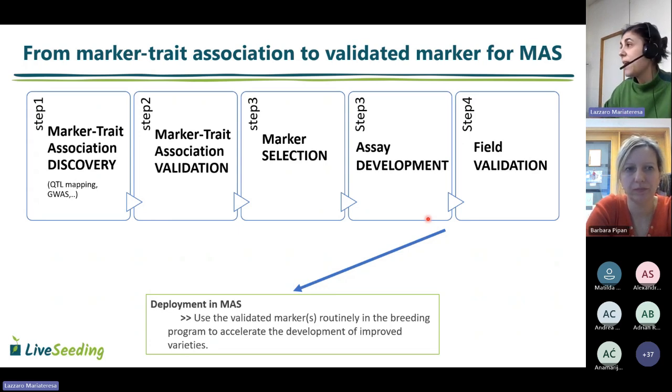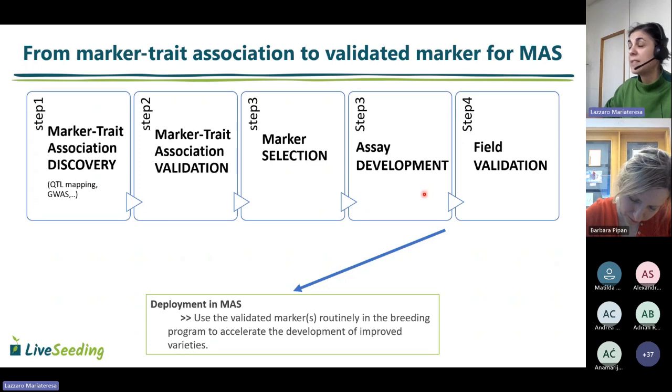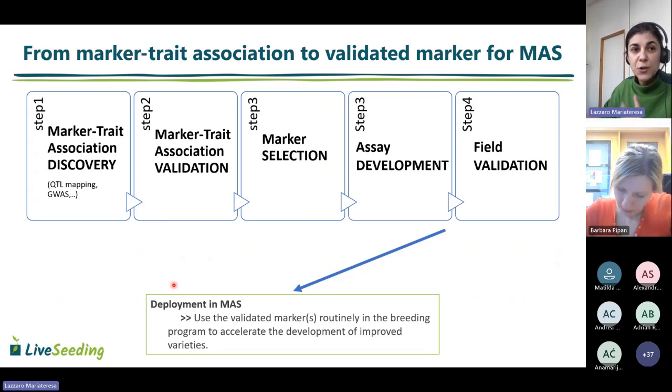We apply these markers for the first time on our segregating material, and we do a field validation to see how accurate and effective the selection is. Only after these steps, the year after, can we use marker-assisted selection as a routine step in our breeding.